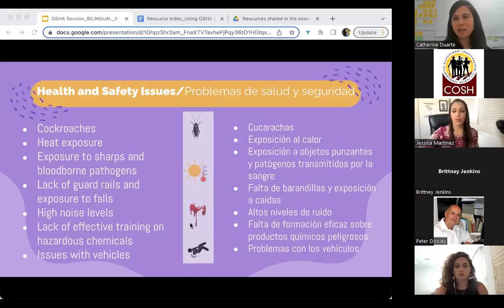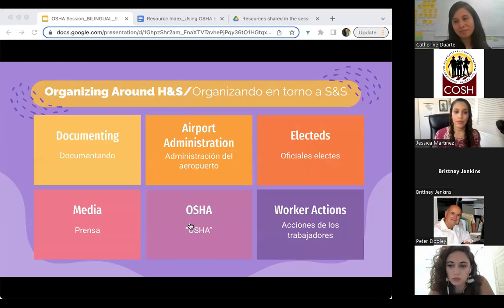When we were doing interviews with workers, we also realized that they didn't really have the best training information about the different hazardous chemicals they use for cleaning, and also other issues with vehicles. For example, some of them were not working well. There were equipment and mechanical problems, such as doors that were not closing completely, etc. So this is a summary of the problems, but there were other types of problems.